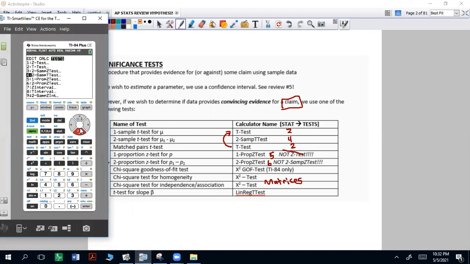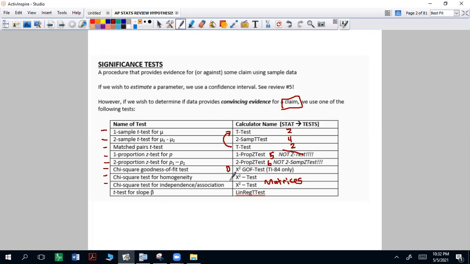Chi-squared goodness of fit: all the chi-squared ones are down here. There's a goodness of fit and just chi-squared test, so both of those are there. And if you do need a LinRegTTest, which you probably won't, it's down there at the bottom. So I guess that'd be D and C. So those are in your stat menu for tests. We'll get a little bit more into them as we move on through this review.